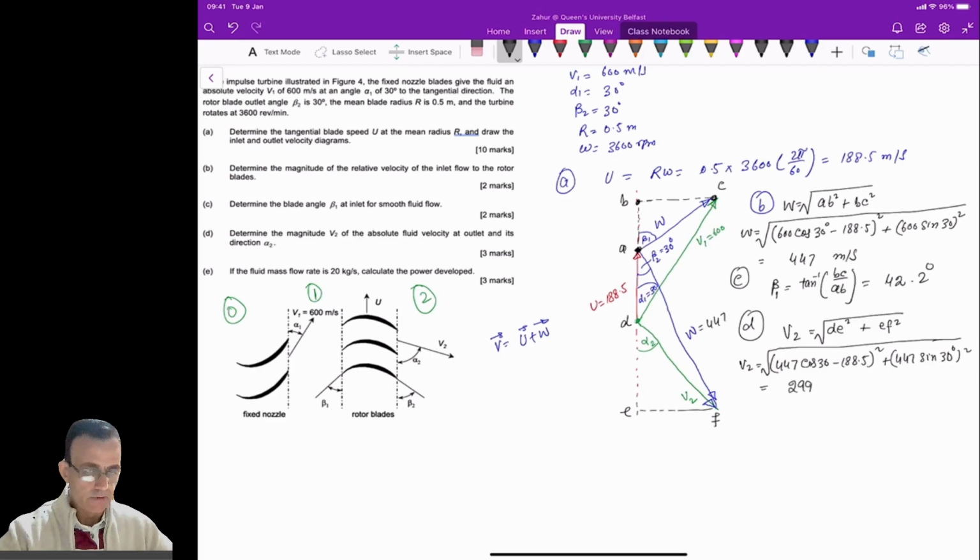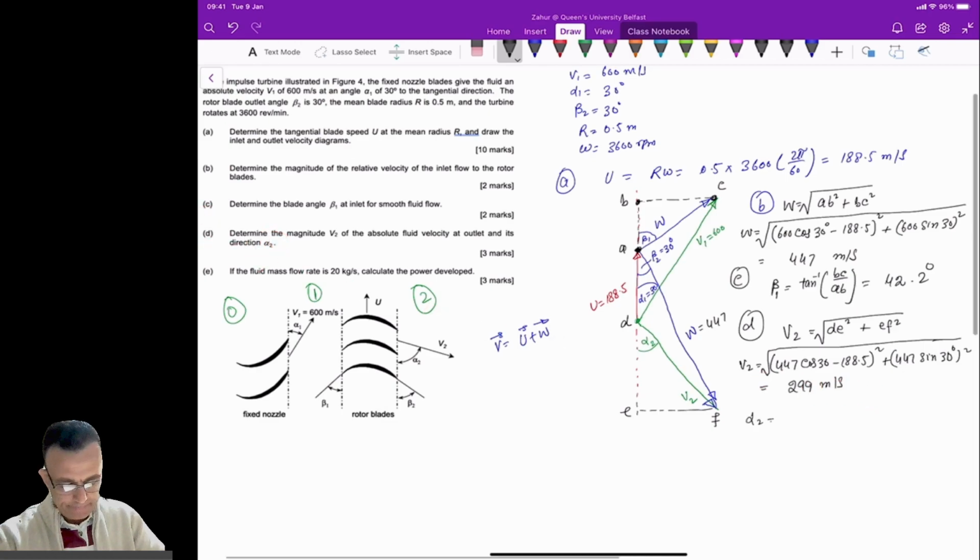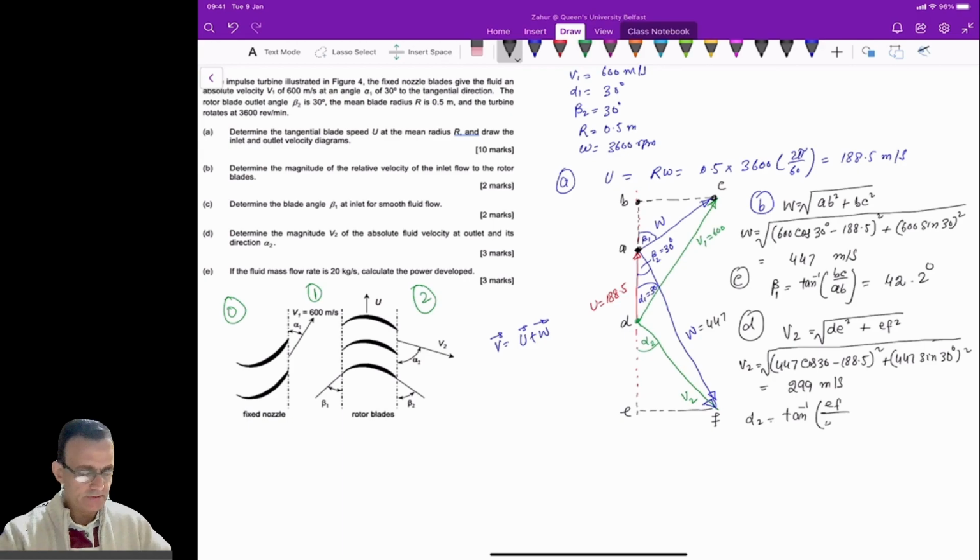So now we also need to calculate alpha 2. So alpha 2 is again tangent inverse EF divided by ED, and obviously we already calculated EF and ED here, so then you just put the values here and try to calculate this alpha, which will come equal to 48.4 degrees.